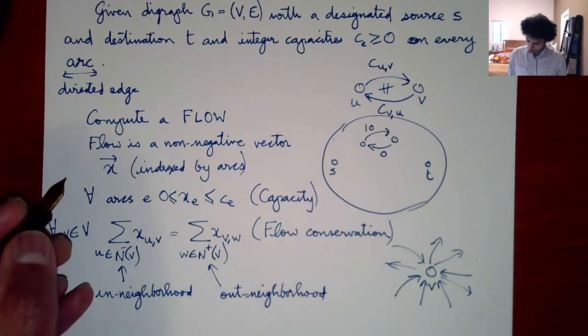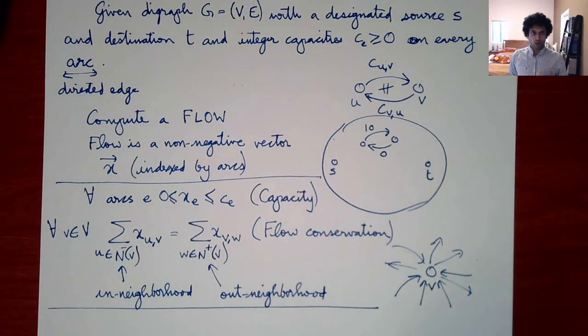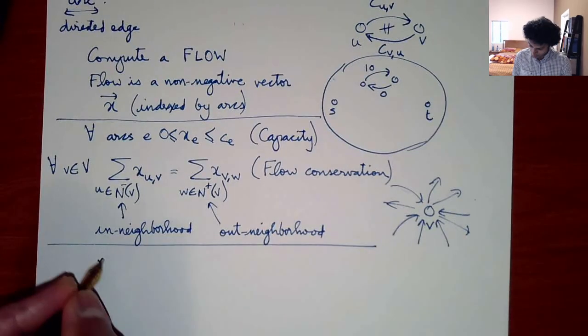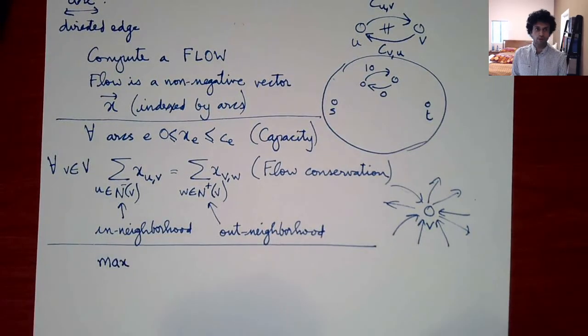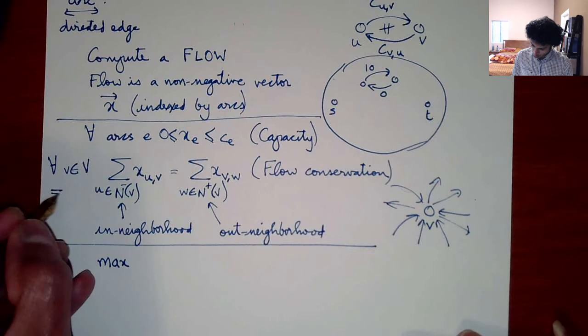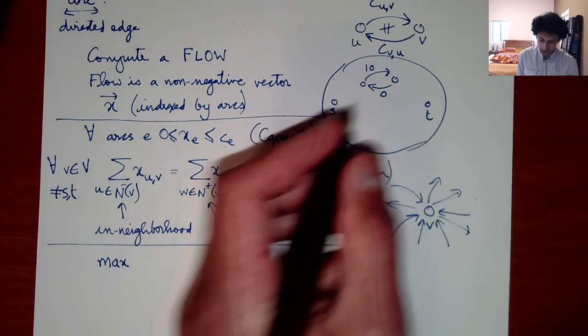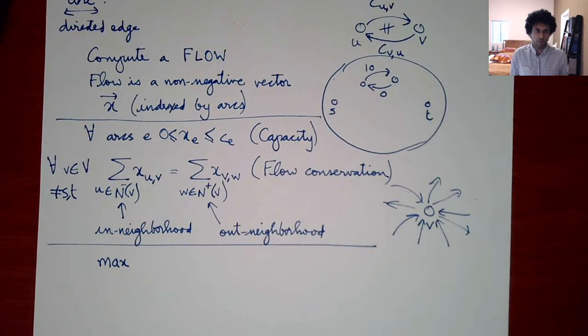So these are the constraints. And what we want to do is we want to maximize the flow. And so we want to maximize the total flow that is going out of S. Okay, so sorry, I should have said something. For all vertices V not equal to S or T. So S is a source and T is a sink. And the source and sink don't have flow conservation, because the source is sending flow and the sink is getting flow.